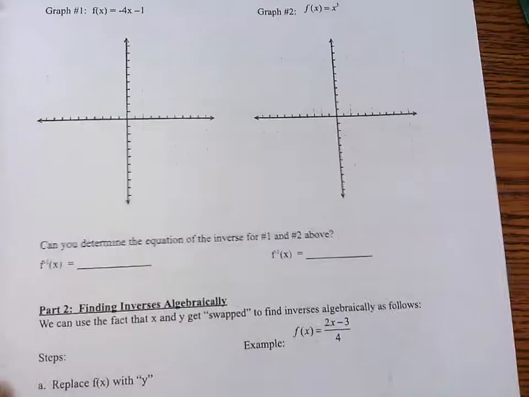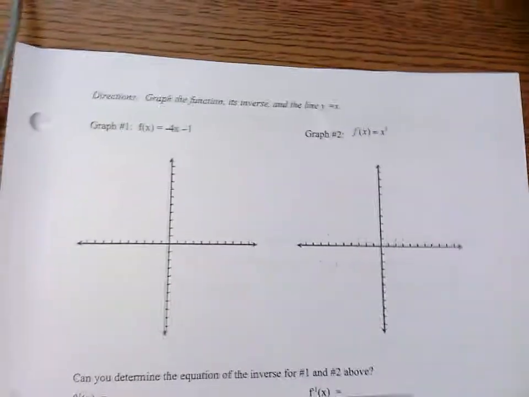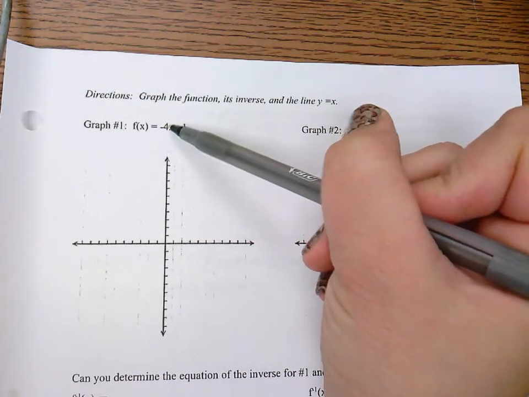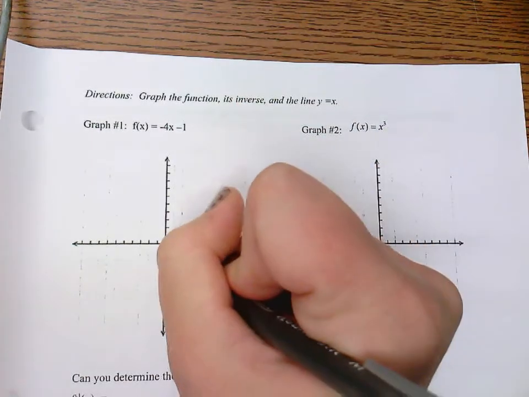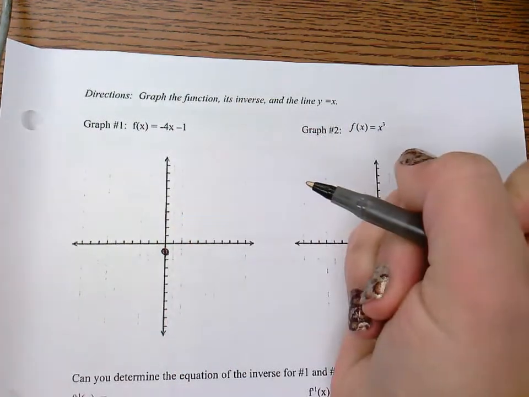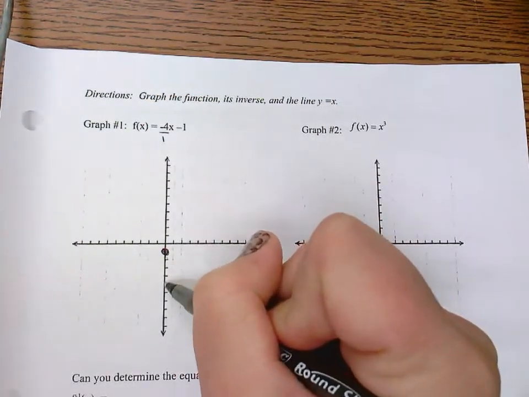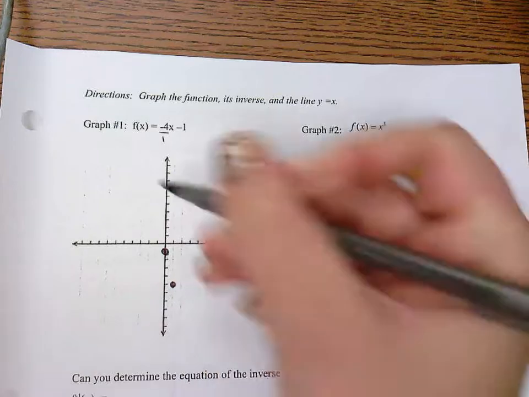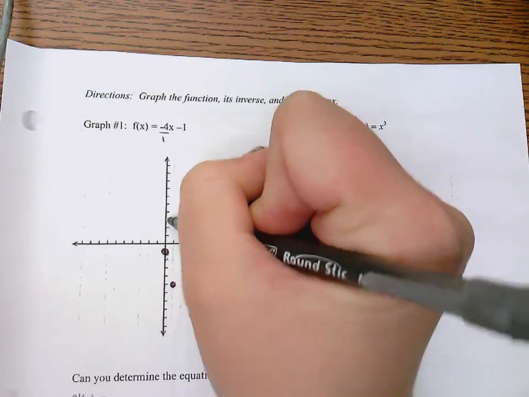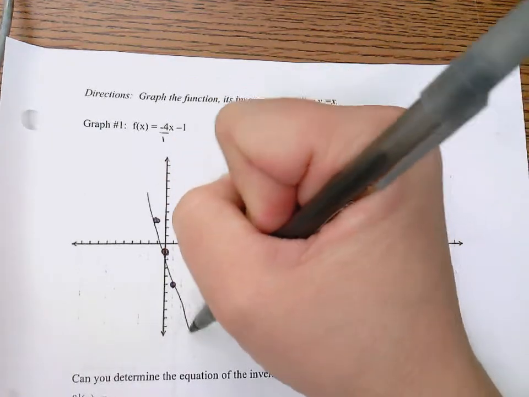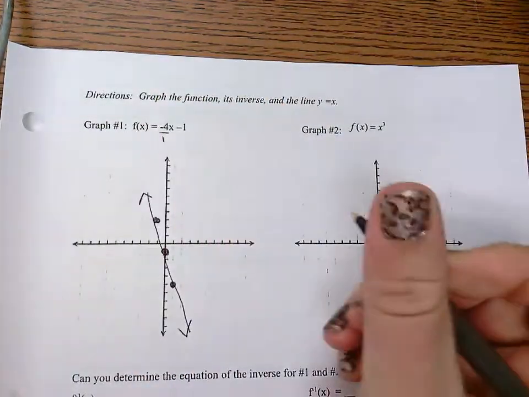So we're going to do two problems where we graph the function and the inverse, and we graph the line y equals x. So if I graph negative 4x minus 1, I start at negative 1 on the y-axis, and I go down 4 over 1. 1, 2, 3, 4, and over 1. I'll go up 1, 2, 3, 4, and over 1. So let's just use those 3 points, let's say. So let's make a list of those 3 points.